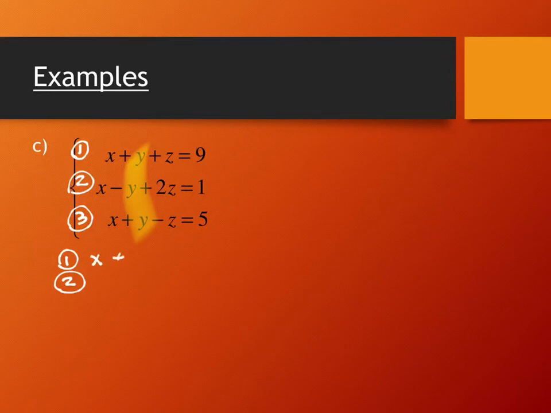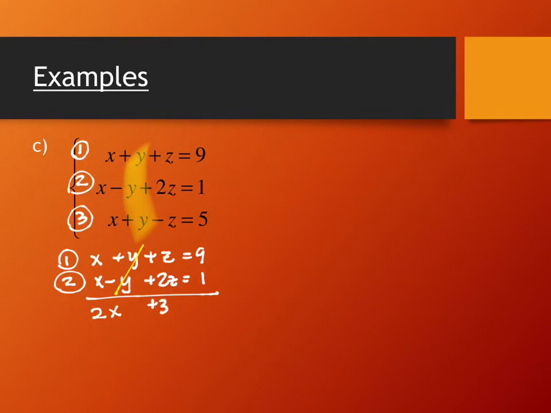So I have x plus y plus z equals 9. And then I have x minus y plus 2z equals 1. So if I add these together, the y's cancel. So I have 2x plus 3z equals 10. So this will be equation number 4.